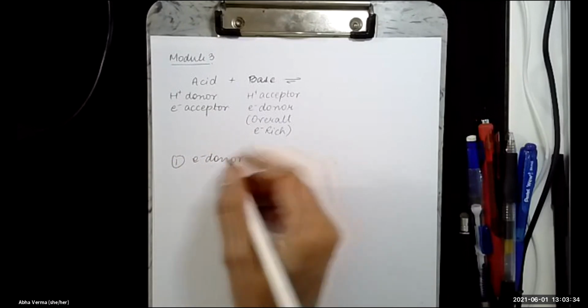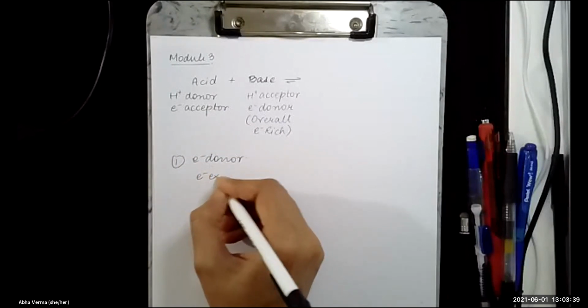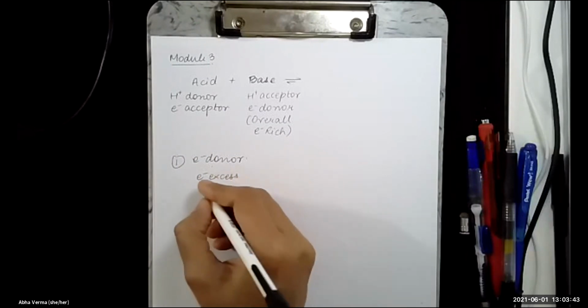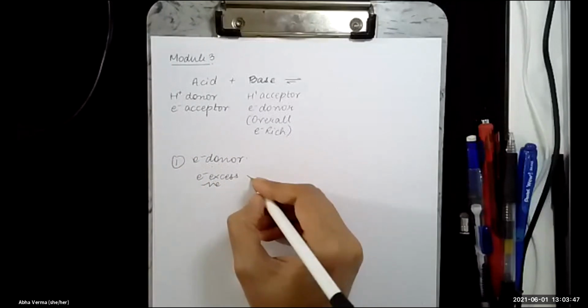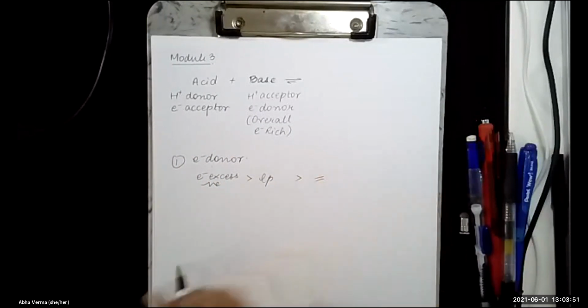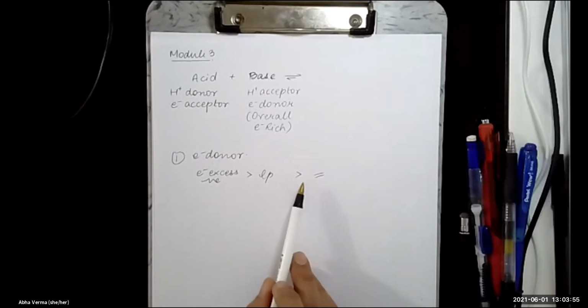Everything that can have excess electrons, and we did this yesterday also, electrons in excess or a negative charge, that is your electron donor, followed by a lone pair, followed by pi electrons. So this is something that we already discussed. Who is the electron-rich molecule?